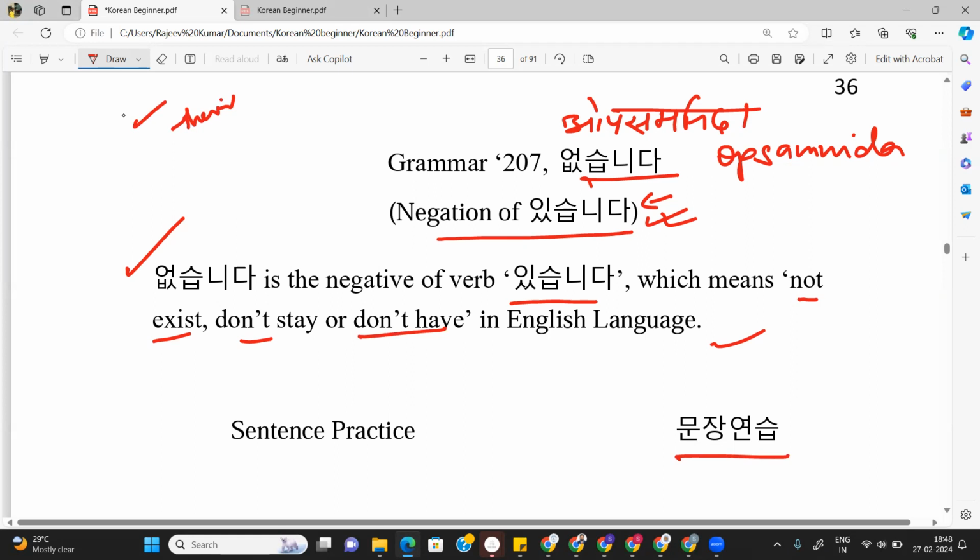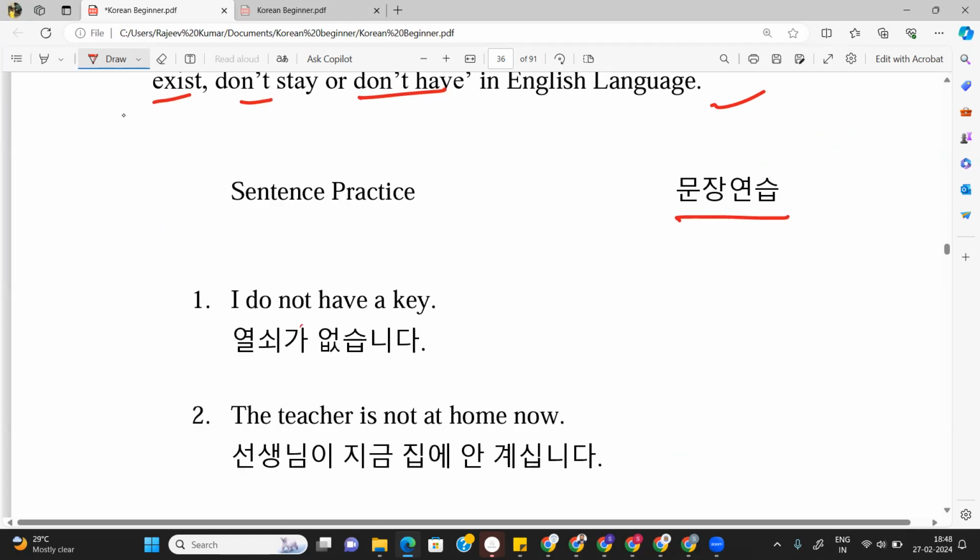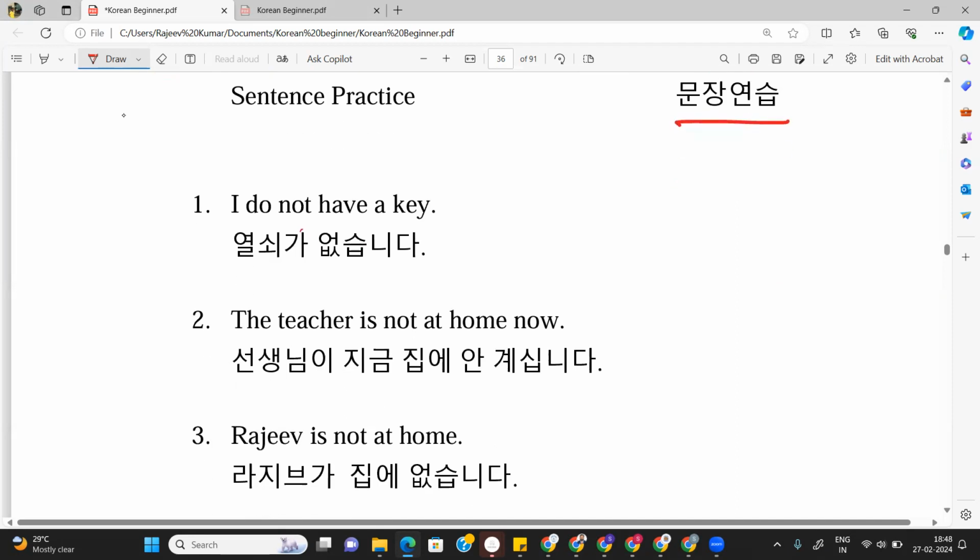Sentence practice. Munjang Hyonsan. Good. Okay, start reading the sentence now. I do not have a key. Yes, read this.